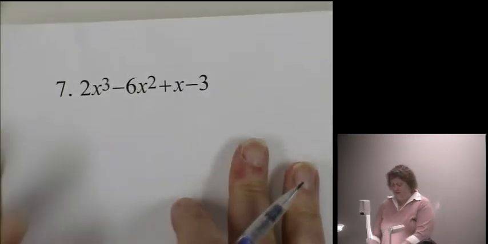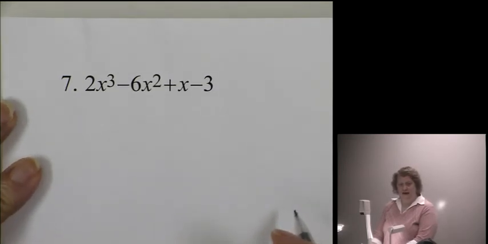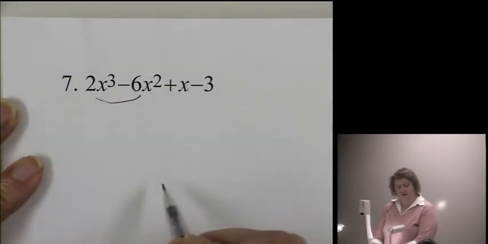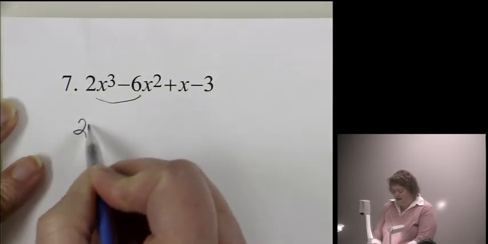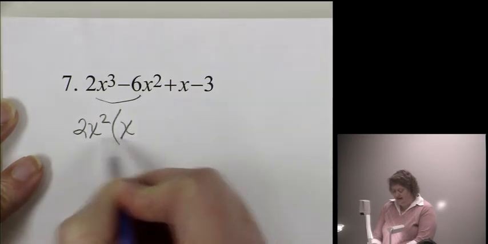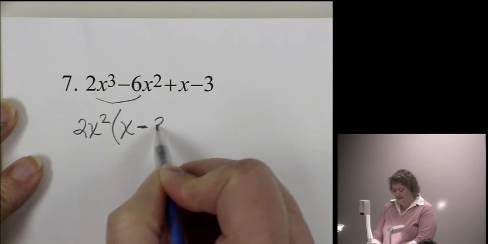Okay, let's look at two last examples. 2x to the third minus 6x squared plus x minus 3. Looking to what's common to the first two terms, I have common a 2x squared, leaves me an x, minus 2 goes into 6 3 times.